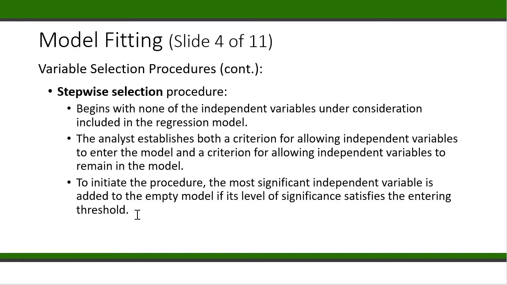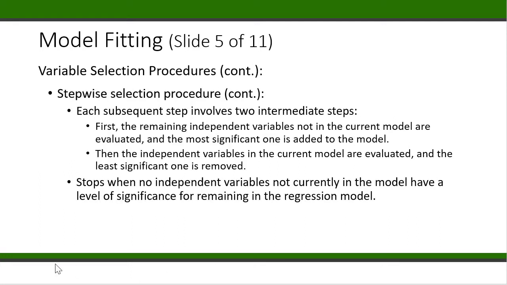Stepwise, then, you don't have any of the independent variables in, and you look for a criterion for allowing independent variables to enter the model, usually significance. And then the most significant independent variable is added to the empty model. And if that level of significance is satisfied, it meets the threshold, you add some more. And then that continues until adding more variables doesn't meet that level of significance for being in the model.